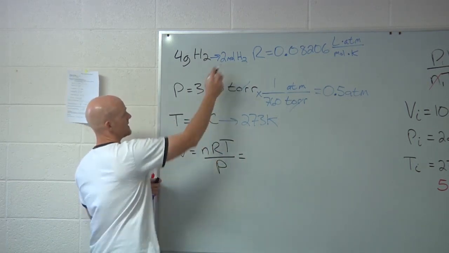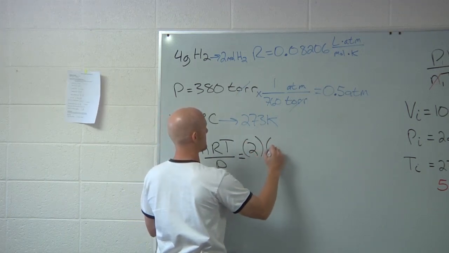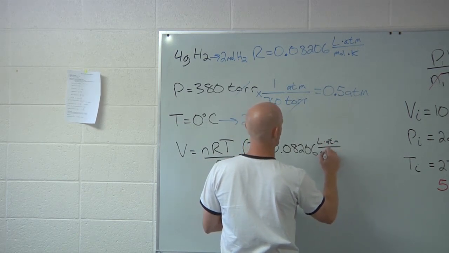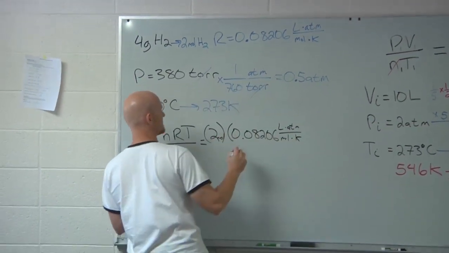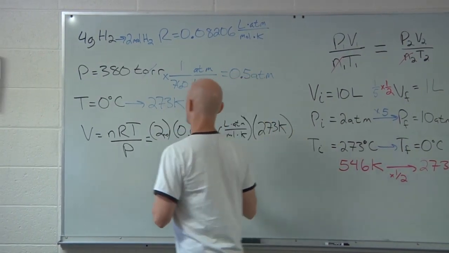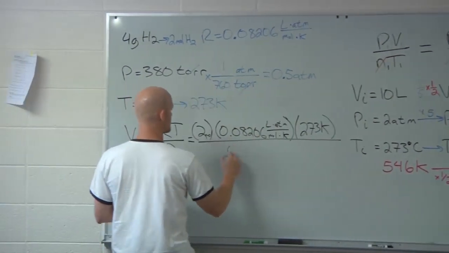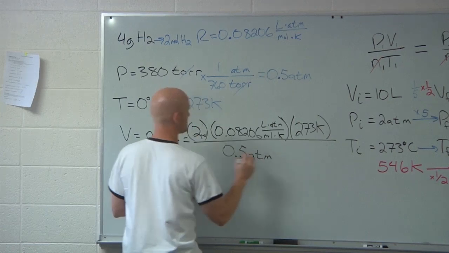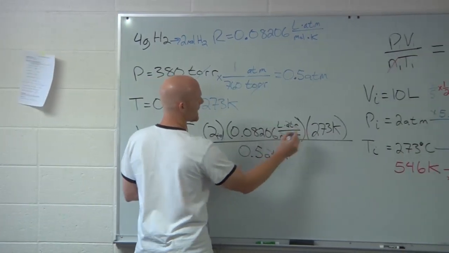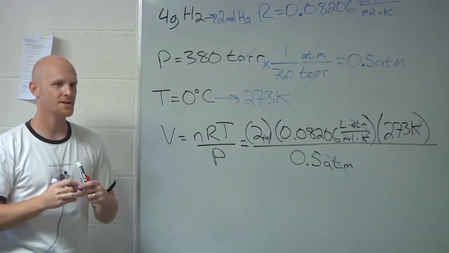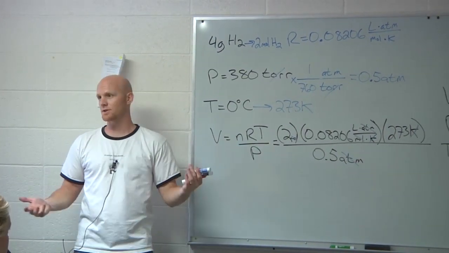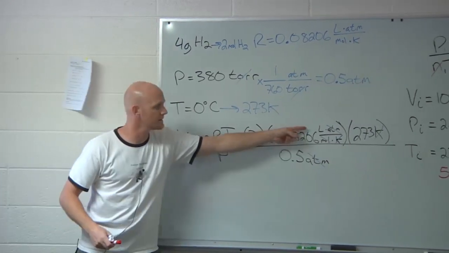nRT over P. In this case, n was 2 moles of gas. R, again, is still 0.08206 liter atmospheres per mole Kelvin. Maybe I'll write moles right there. In this case, T is 273. And all over P here of 0.5 atmospheres. And if you look, moles cancels moles, atmospheres cancels atmospheres, Kelvin cancels Kelvin, and I'll be left with an answer in liters. If all the answer choices on a multiple choice test are in milliliters, well then once you get your answer here, you'll have to convert. But we're going to principally solve this out in liters.